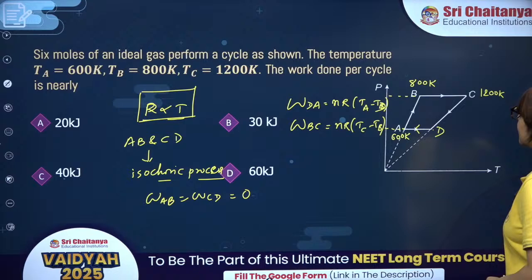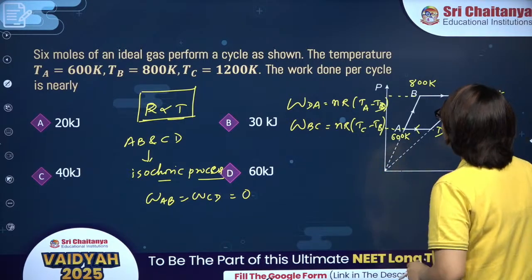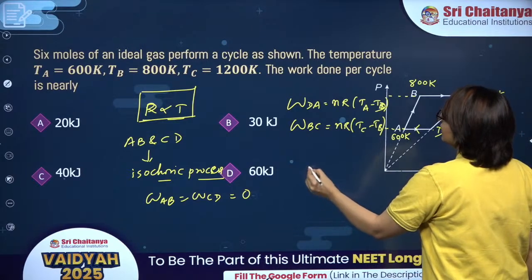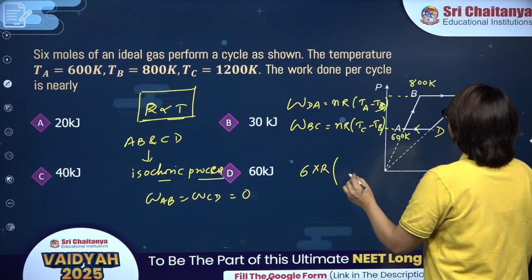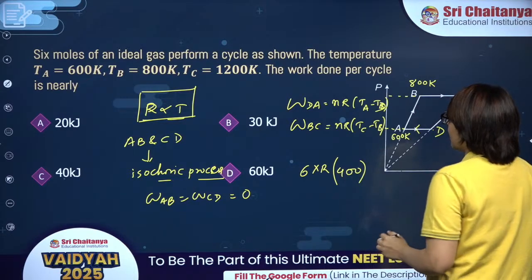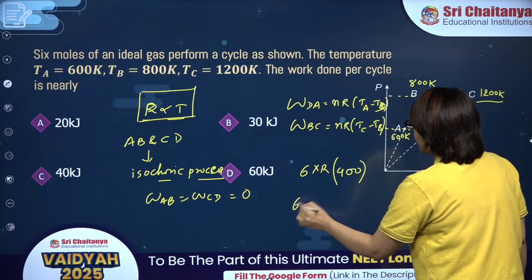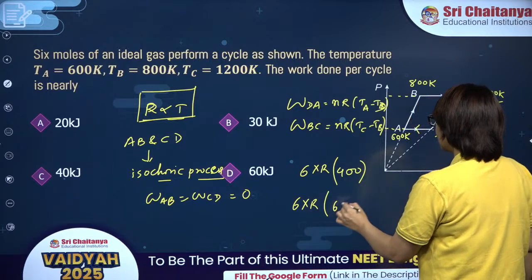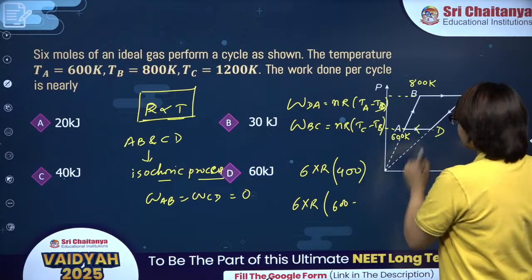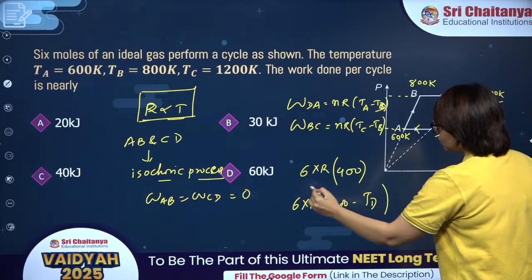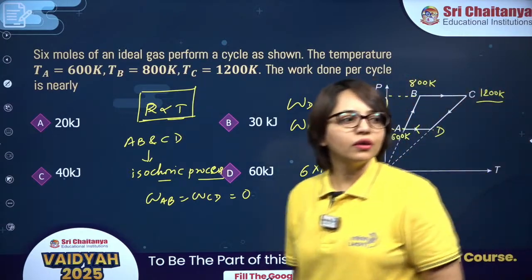So net work done in this complete cycle is work done in the DA process plus work done in the BC process, right? What is the work done in the BC process? N is 6, R is R, temperature of C is 1200 minus temperature of B is 800, which is 400. And at the same time, we have work done in the DA process, which is nR times temperature of A minus temperature of D. I think temperature of D is not given. So if you add these two, you will get the total work done over here.